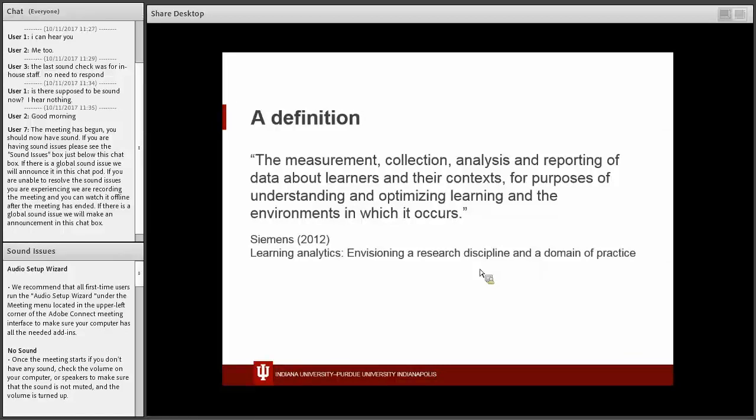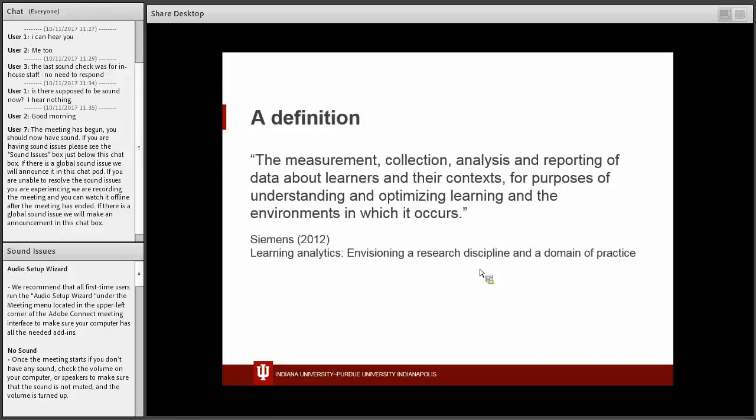Some of you may be familiar with George Siemens' work. He was, I believe, the founder, really, of the massive open online course movement. He was in Canada before going to Austin, Texas, I believe now, and he's a major force in educational technology. And there are a lot of different definitions that we could pull from with learning analytics. It has different flavors depending on who talks about it.